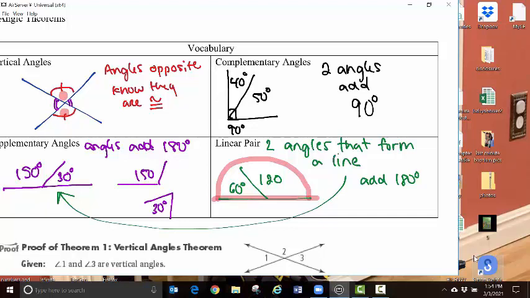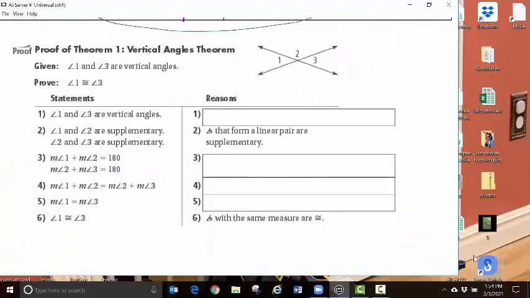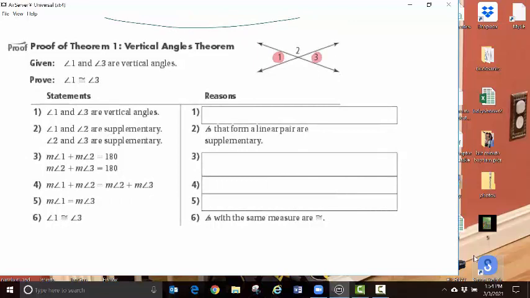All right, so I'm going to show you a proof, just like we did, and we will practice this next time as well. It says prove the vertical angle theorem. Given: angle 1 and angle 3 are vertical angles. Remember, that's the first thing I put. And why do I know that? Because it was given. Then it says angle 1 and angle 2 are supplementary, and angle 2 and angle 3 are supplementary, and it claims that's the case because they form a linear pair.